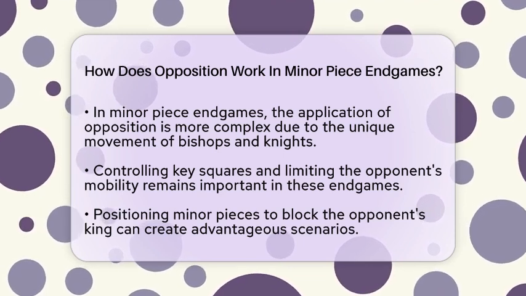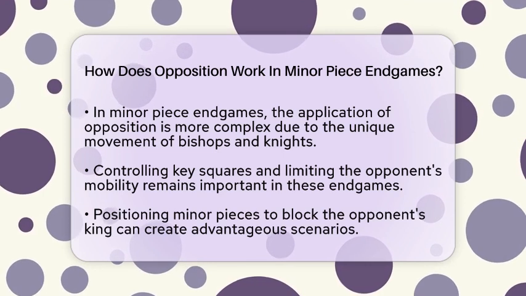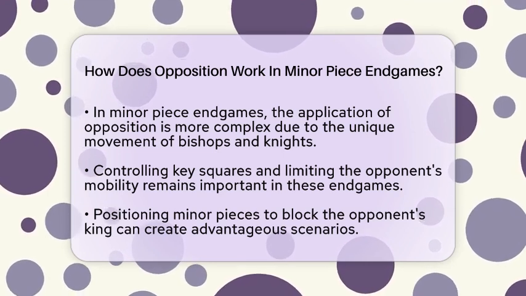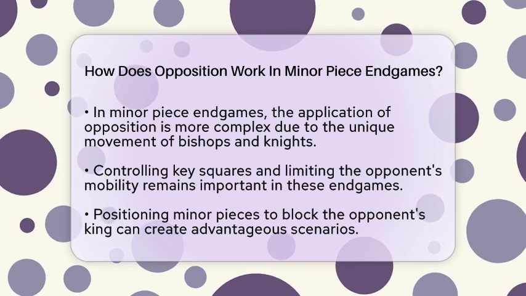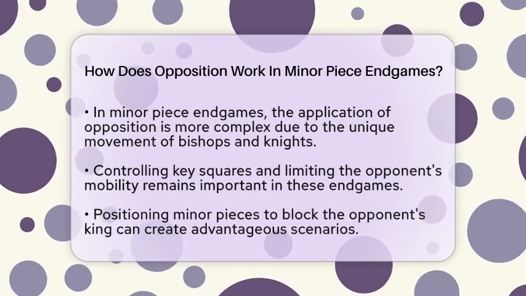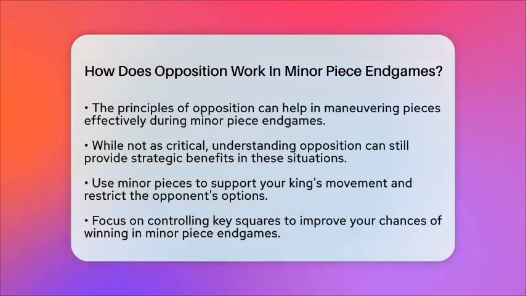This is somewhat similar to using opposition to gain an advantage in king and pawn endgames. While opposition itself may not be as critical in minor piece endgames, the strategic principles behind it are still important. Controlling key squares and maneuvering your pieces to limit your opponent's options can lead to a strategic advantage. You can use your minor pieces to support your king's movement and block the opponent's king, effectively creating a situation akin to the advantages gained from opposition in king and pawn endgames.